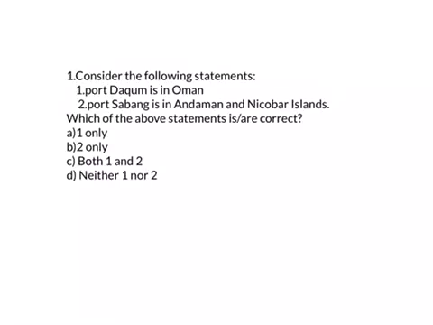The first question is, consider the following statements. The first statement is, Port Dakum is in Oman, and the second statement is, Port Sabang is in Andaman and Nicobar Islands. Both the statements are correct, so the answer is C, both 1 and 2.